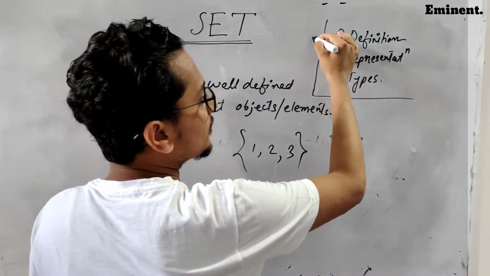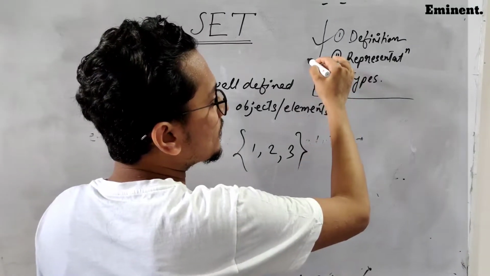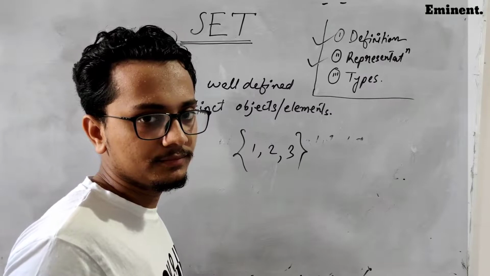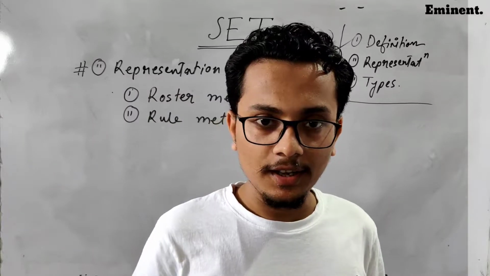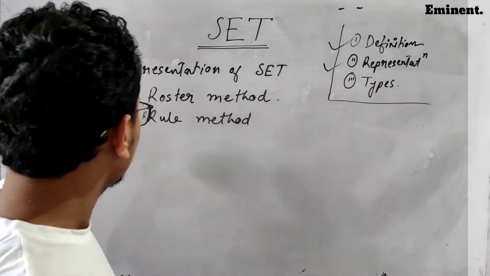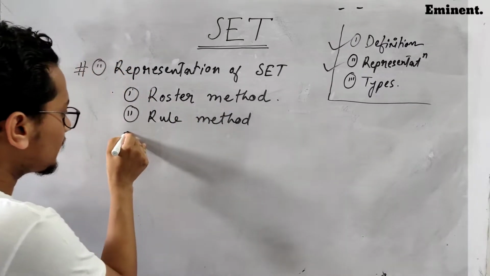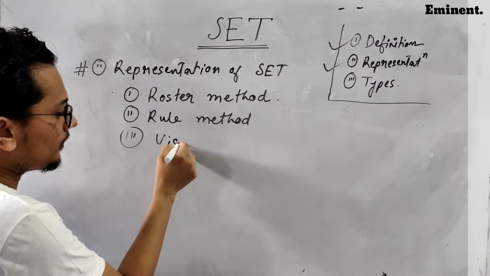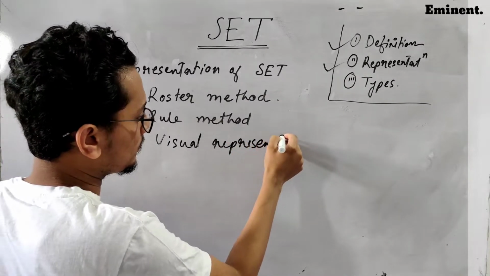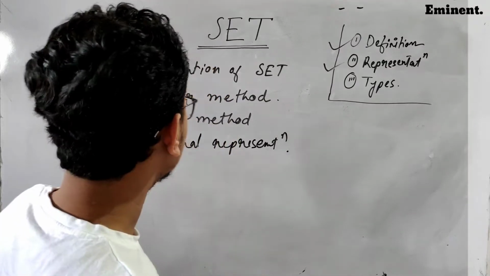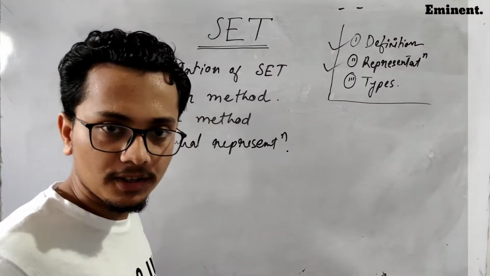Now that our first topic is completed, let me start how to represent a set. We can represent a set in three ways, right? These three ways are, first one is roster method, second one is rule method, and another method is visual representation. Now let us understand what exactly the roster method is, the rule method is, and the visual representation is.